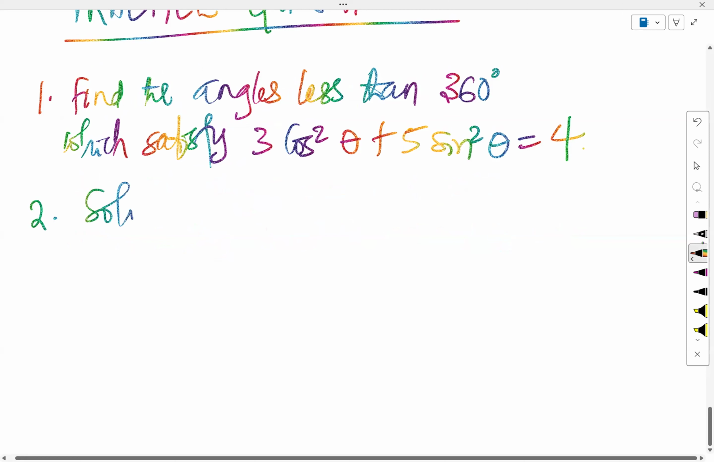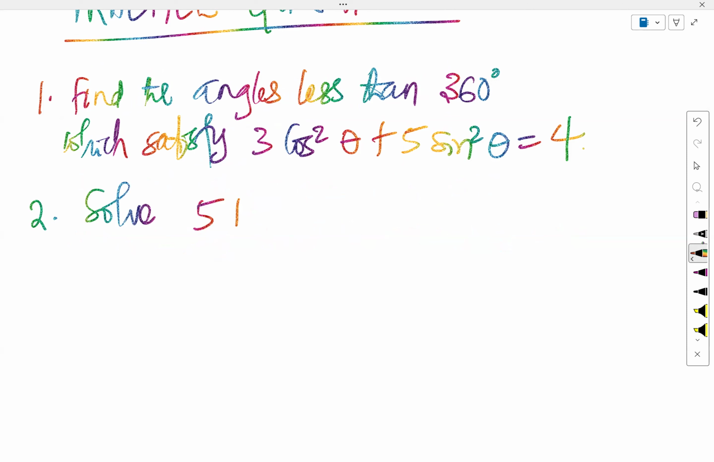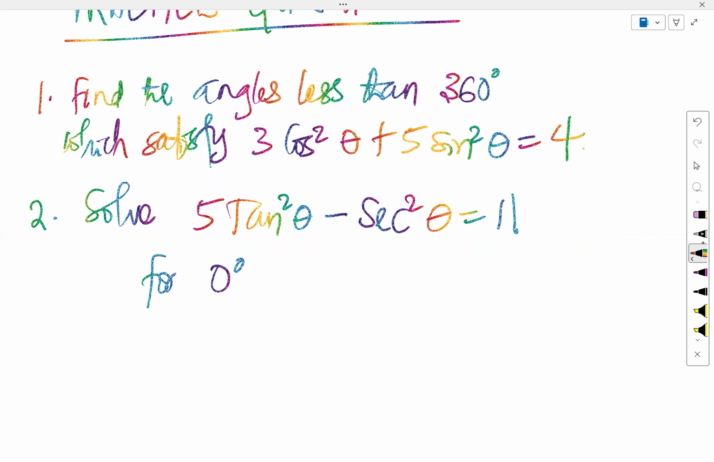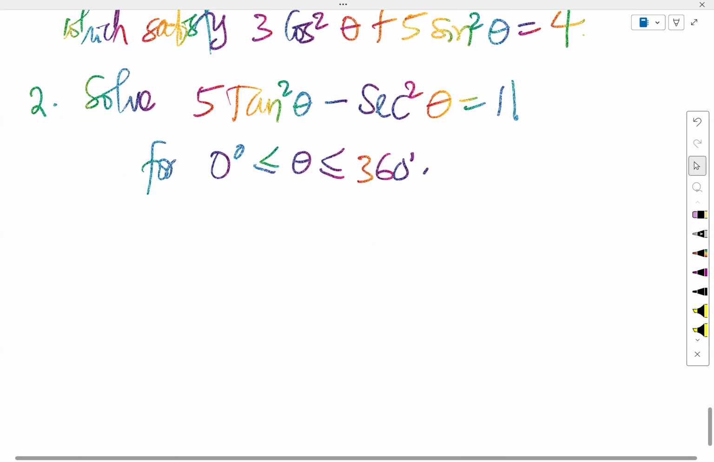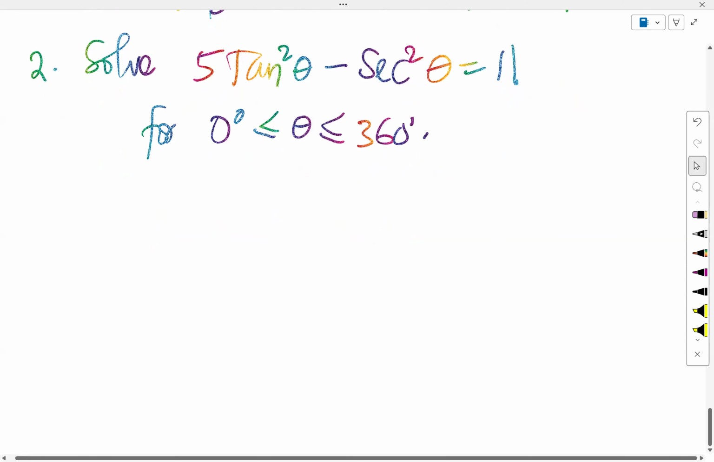Second one, solve 5 tan squared theta minus sec squared theta equals 11 for 0 degrees less than or equal to theta less than or equal to 360 degrees. That means still the same thing, in all the four quadrants, all the angles that satisfy that expression. Okay, and then we have other questions.